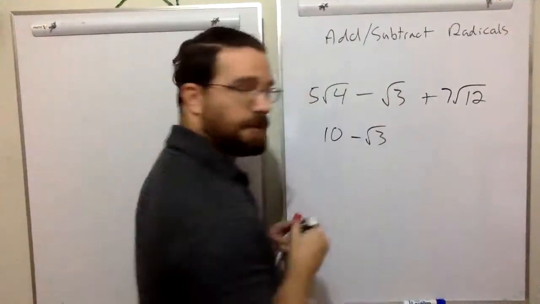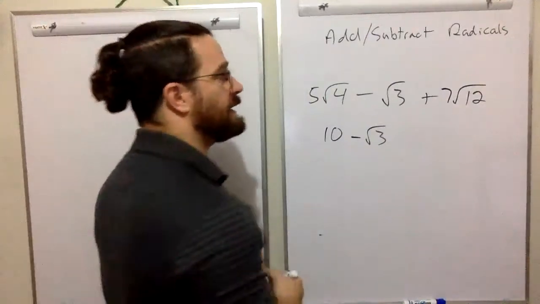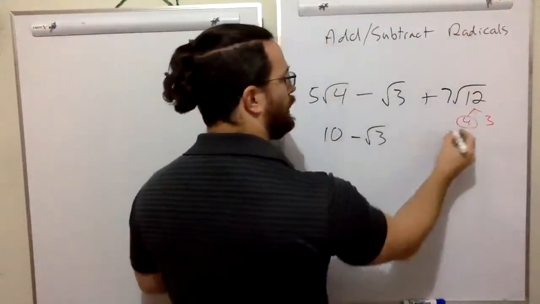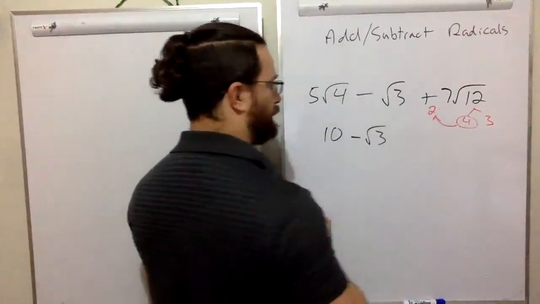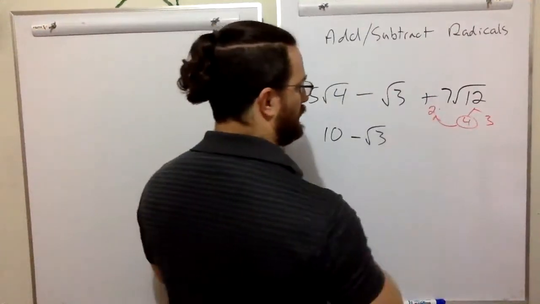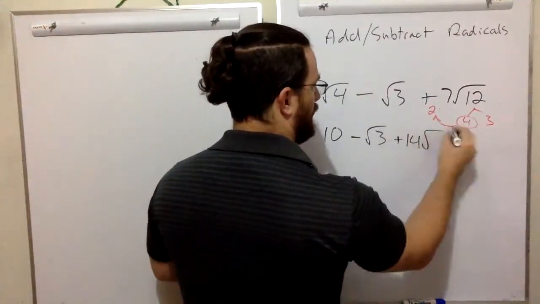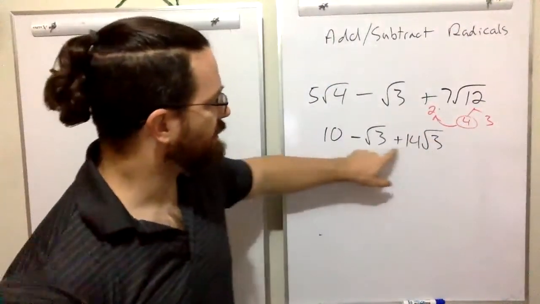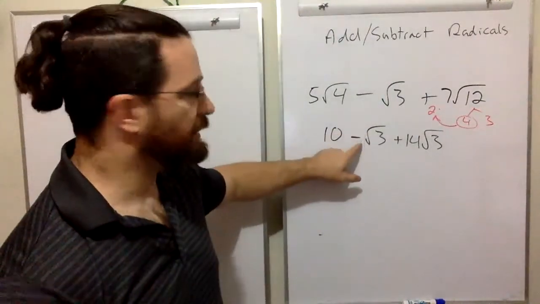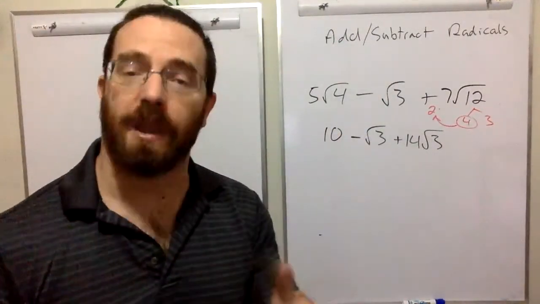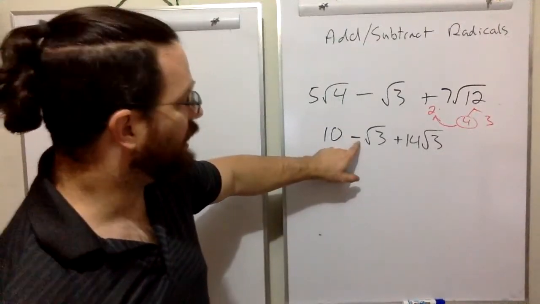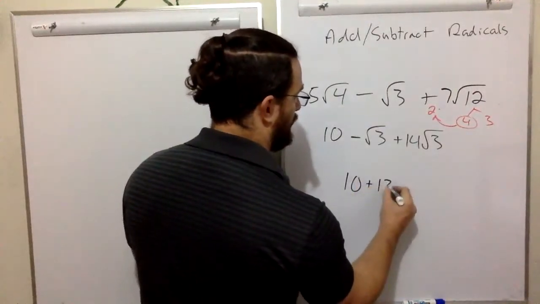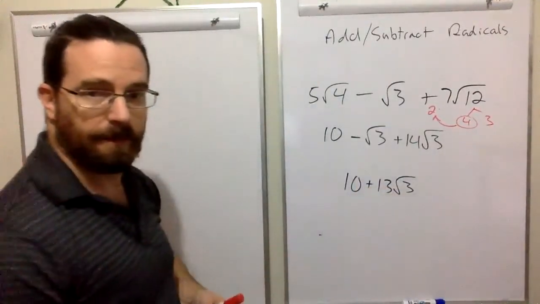And then over here, 12 has a perfect square inside it. Since this can be divided by 4, this guy's going to make 4 and 3. I can take out the 4, and the 4 comes out as a 2. So this gives me 2 times 7, which is going to make 14. And I still have the 3 left over inside. So now I can see that these guys here can be combined together. Remember, if there's no number in the front, we assume the number is a 1. So this is -1 plus 14. So my answer will be 10 plus 13 radical 3.